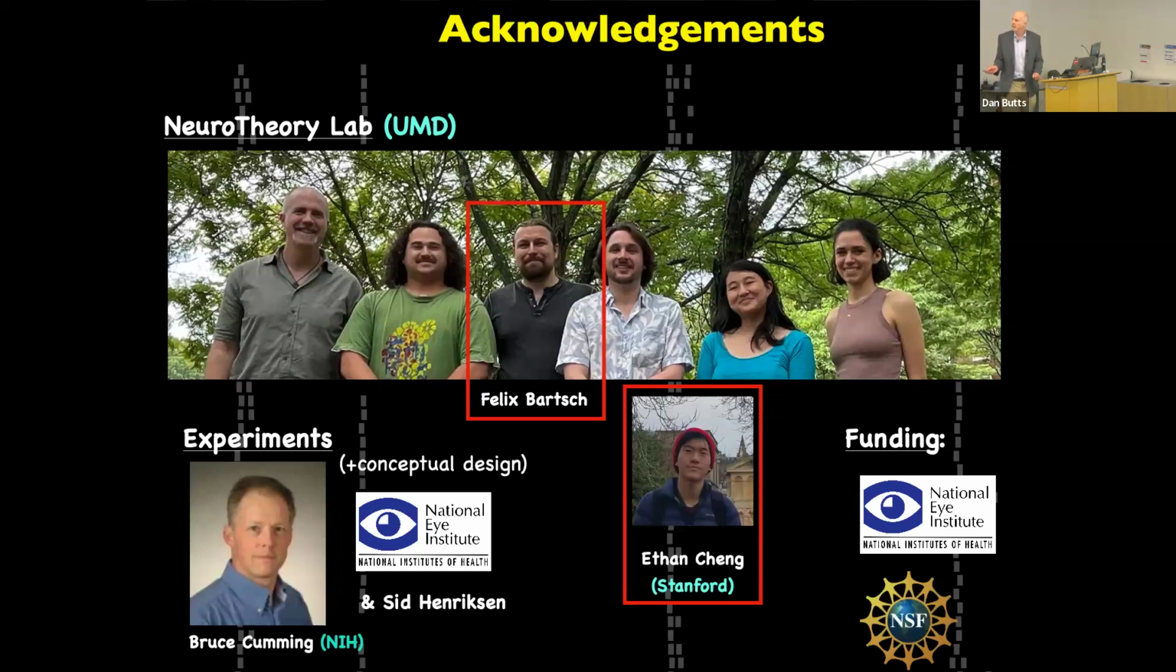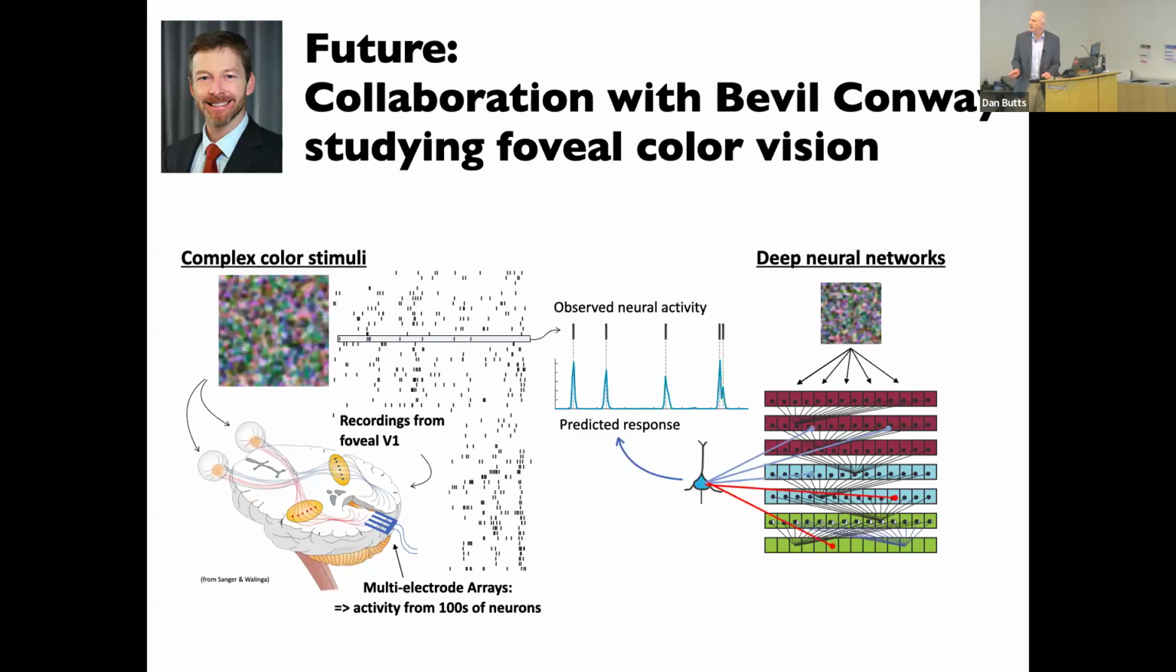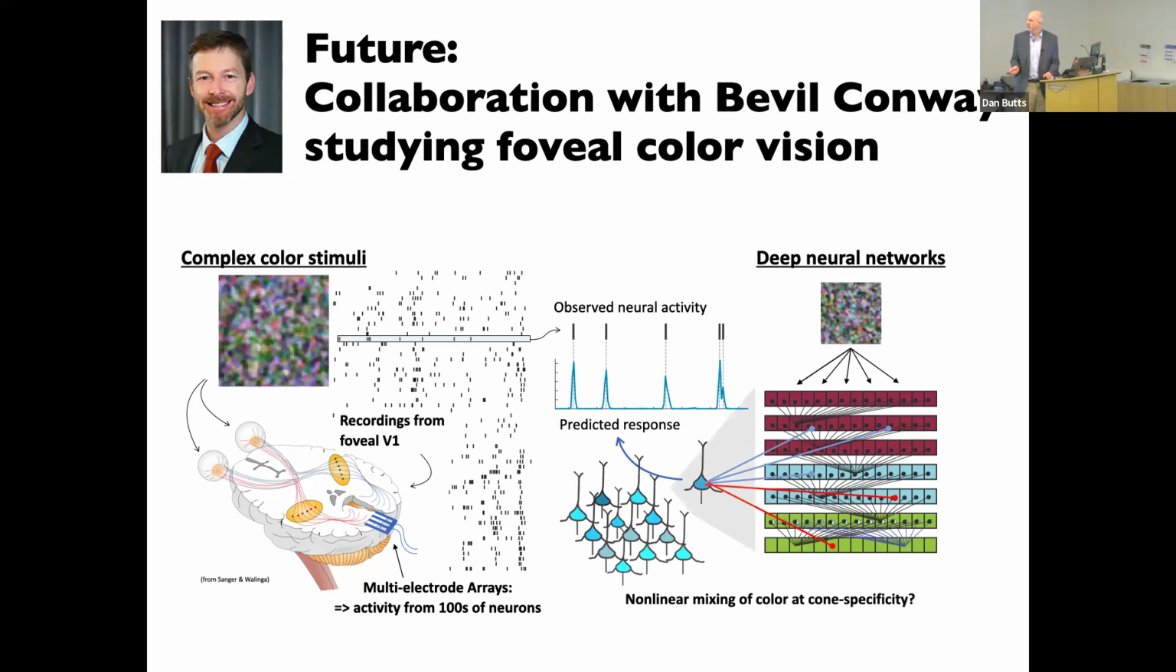Felix Barsh was the grad student that did a lot of the disparity work, and then Ethan came in and did the decoding. And of course, our collaborator, Bruce Cumming, for all the data. And I'll just say that you're going to have another visitor in a couple of weeks. We're working on things together that combine this feature selectivity in color with deep neural networks to study color vision of the fovea, where there is possibly clear circuits that can be decoded. So we're working on that.